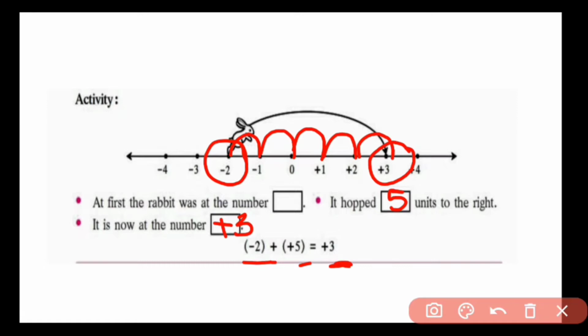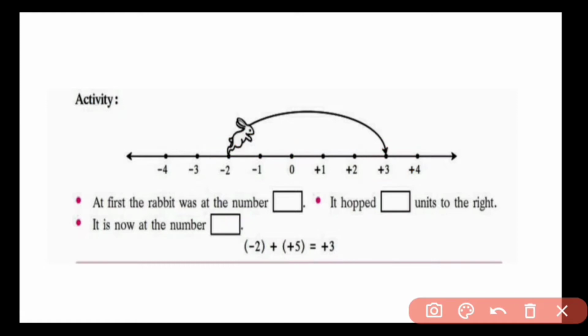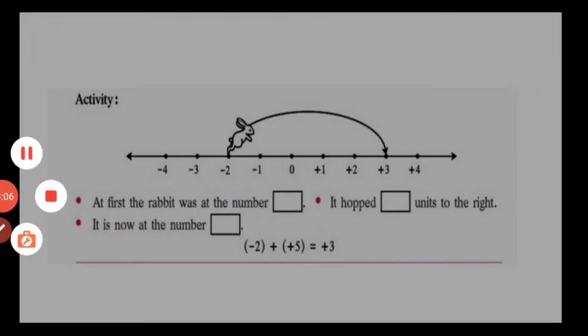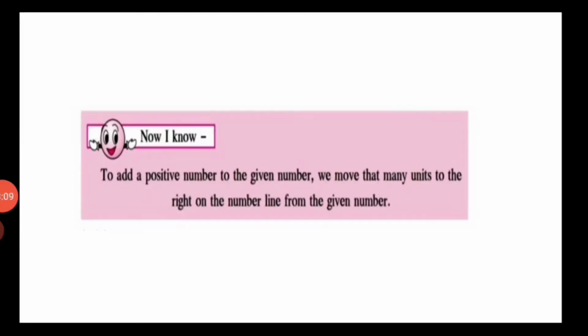From this, what we can conclude? We can conclude that to add a positive number to the given number, we move that many units to the right on the number line from the given number. Now let us see one more activity.